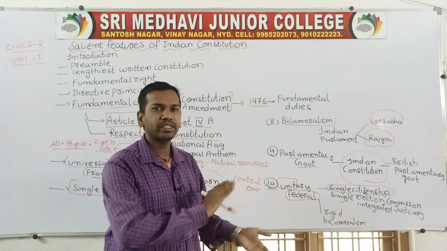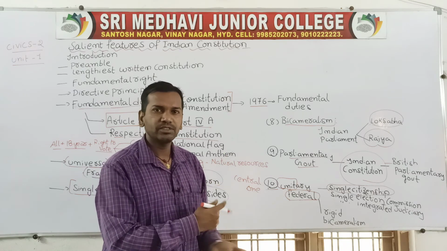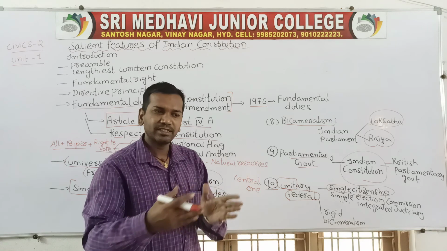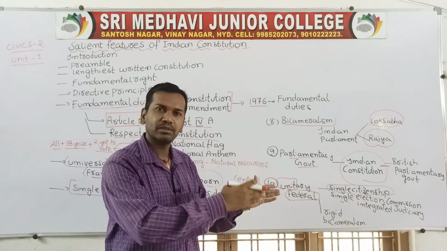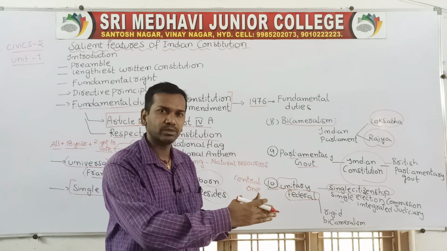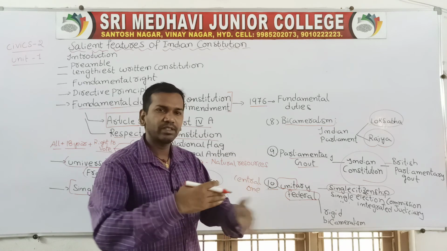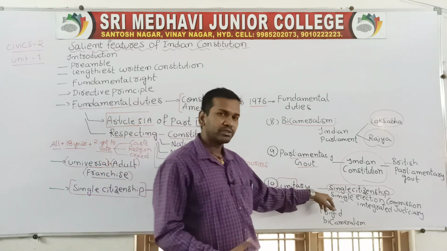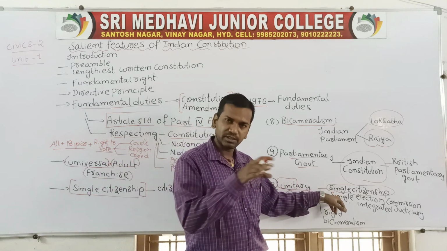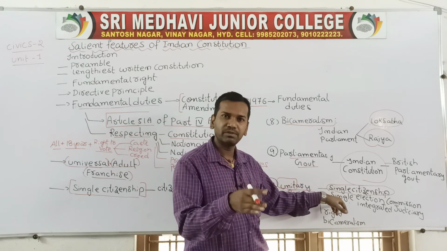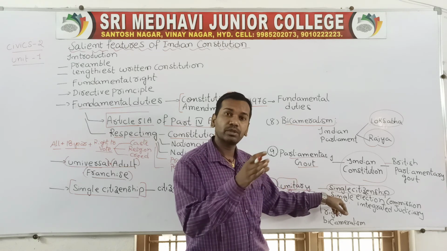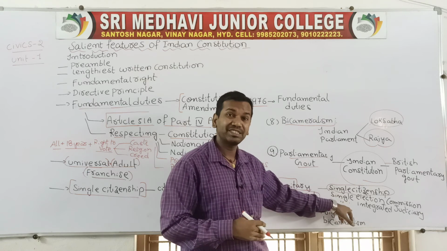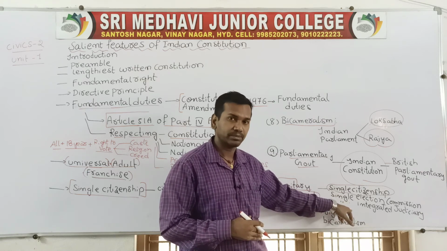If you go to any other country like America, it is not like that. In America, the state has one court, the central government has one court, and these courts are not related with each other. But in India, at the central level we have the Supreme Court, at the state level we have the High Court. The High Court has to follow the order of the Supreme Court. Why? Because this is an integrated judiciary system.